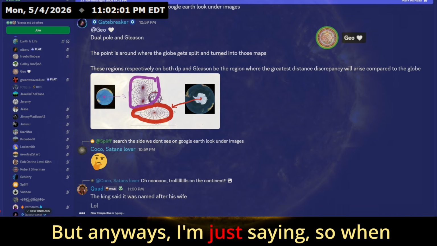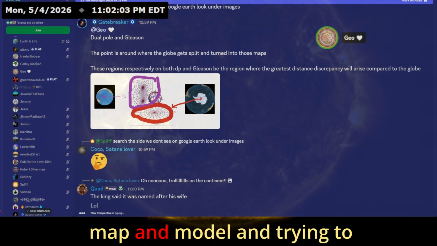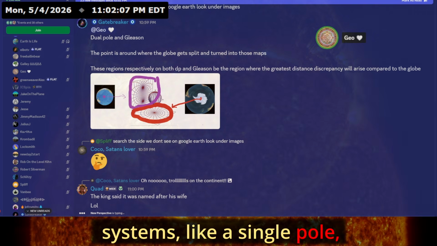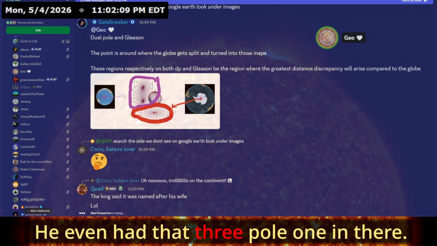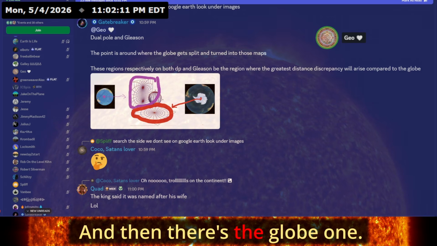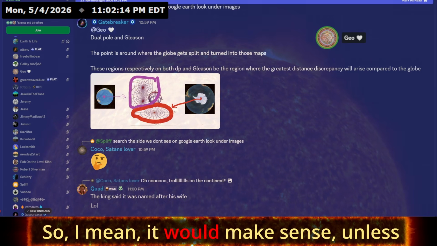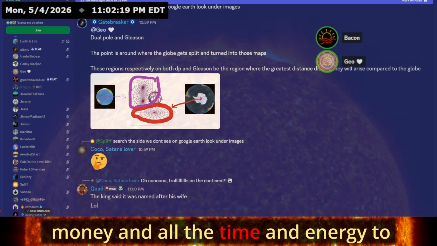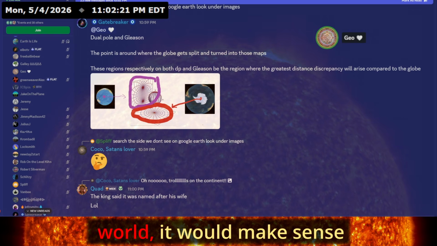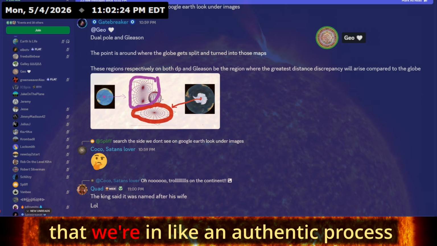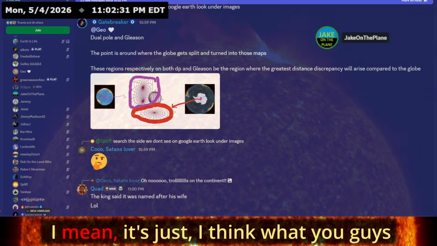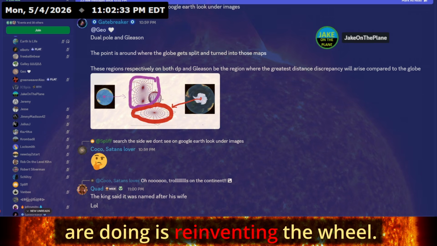But anyways, when you're asking for a map and model and trying to understand these general systems, like a single pole, dual pole, he even had that 3-pole one in there, and then there's the globe one, it would make sense that, unless somebody has independently gone out and spent all the money and all the time and energy to actually map or model the world, we're in an authentic process of discovery, of rediscovering what the Earth is. I think what you guys are doing is reinventing the wheel.